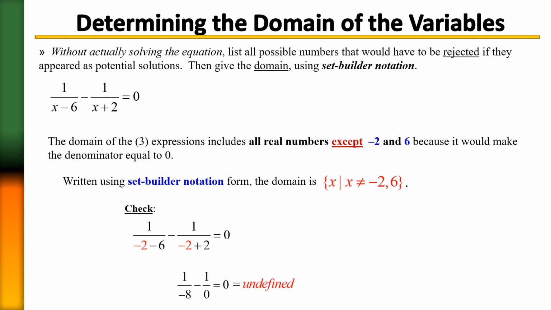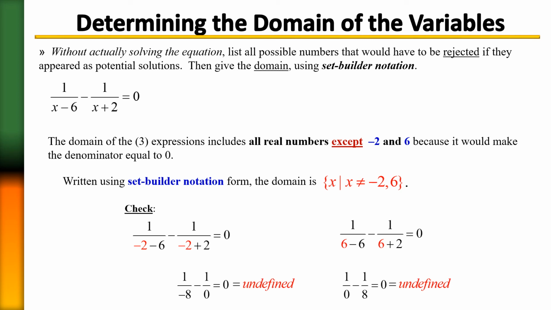And as I said before, it doesn't matter if it makes one part or two parts undefined. As long as any part of it has a 0 in the bottom, then that means that is a number that is restricted from the domain. And if you had those numbers as your solutions, you would have to reject them or throw them out.